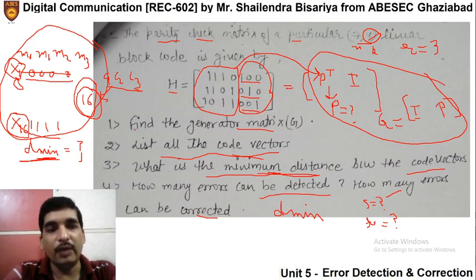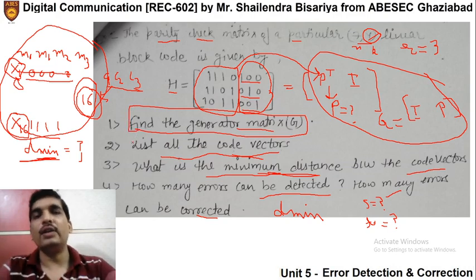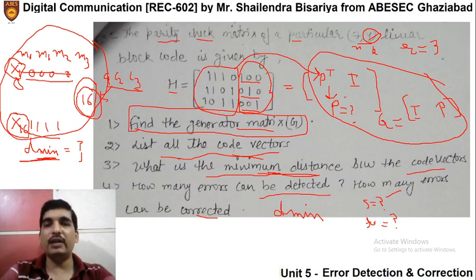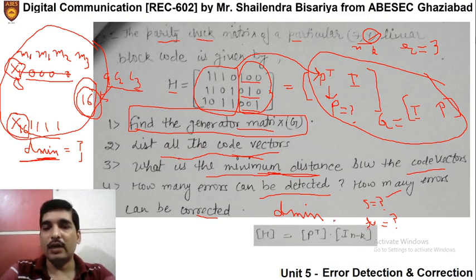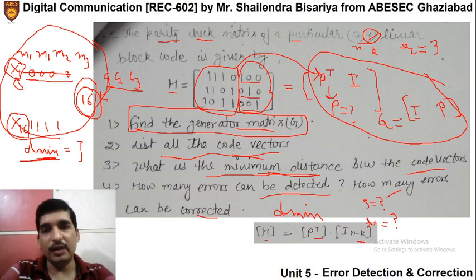First, find the generator matrix. To find the generator matrix, just do the calculation as we have discussed: H is represented as P transpose followed by I of n minus k, as we discussed here.